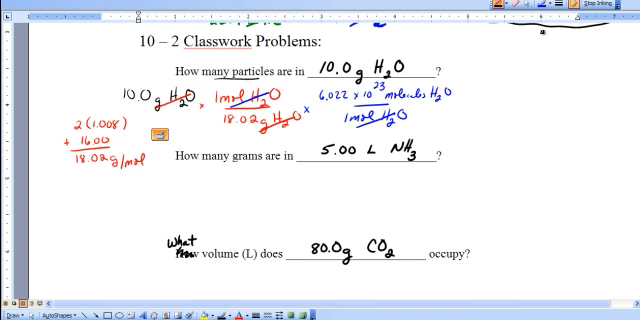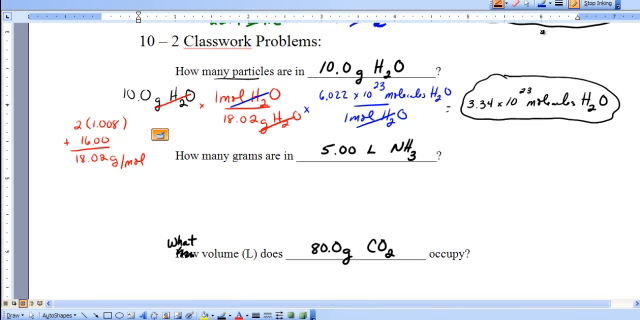we should get 3.34 times 10 to the 23rd molecules of water. So there you go. That's how many molecules are in 10 grams of water.